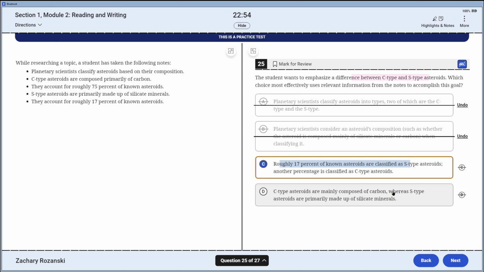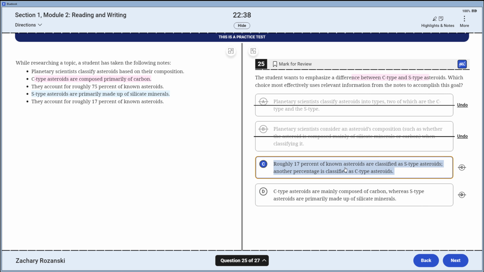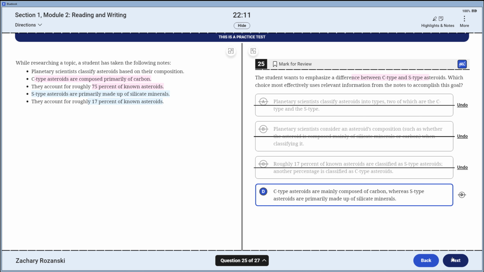C-type asteroids are mainly composed of carbon. This is gorgeous. Whereas, let's make sure that this is true first. C-types, carbon; S-types, silicate. Absolutely over here. So this is gorgeous. I want to think about why I don't like the other one. We want to emphasize the difference. The roughly 17% is true. Then the "another percent," yeah, there's a classic kind of ambiguity failure here. You would assume that if one's 17%, the other would be 83%, but it's not, so there are other types. C is gross because it seems to imply that there are only two types. It's also gross because I don't really know what the other side is. There's just so much ambiguity in C, and D just perfectly gives me what I want.